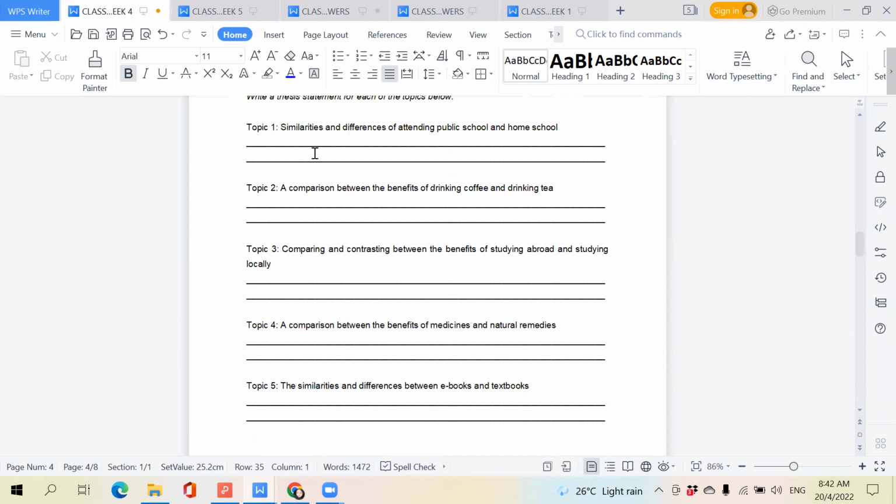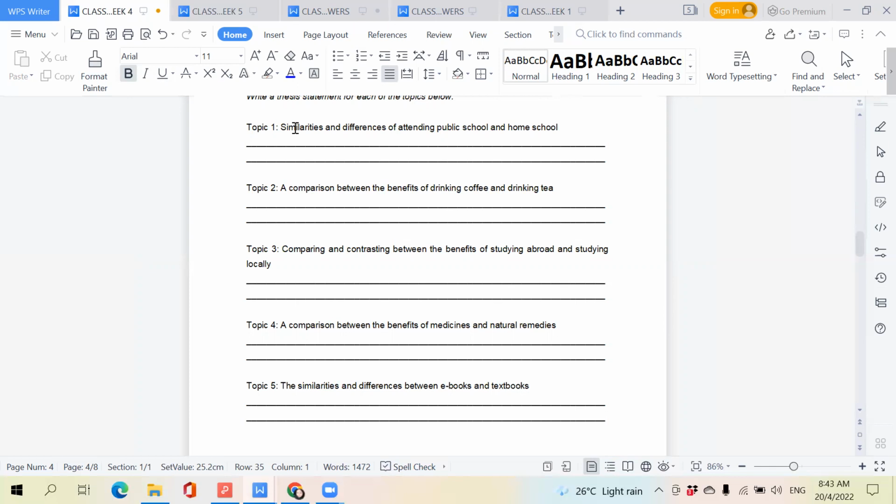So understand the topic. Whenever you want to write your thesis statement or start with your introductory paragraph, first things first, you have to understand your own topic. If you don't understand your topic, how are you supposed to write a good paragraph? You understand? Okay, so understand your topic. Okay, what is the topic here? Similarities and differences of attending public school and home school. So the topic wants you to compare and contrast between public schools and home school.